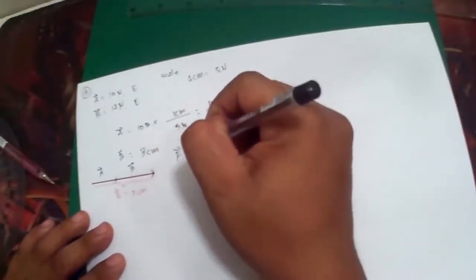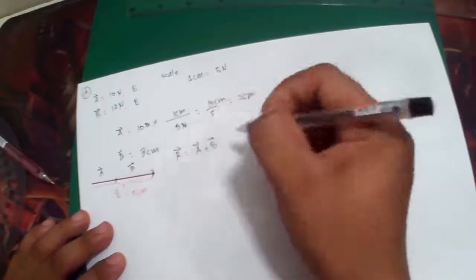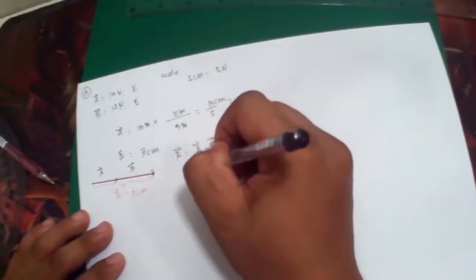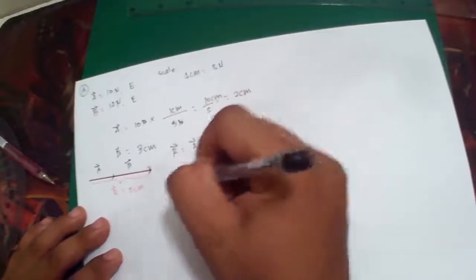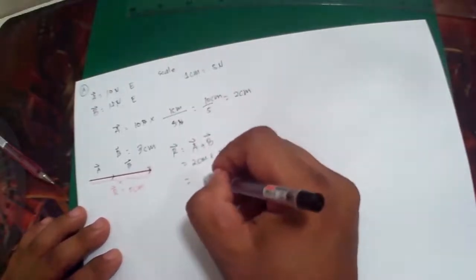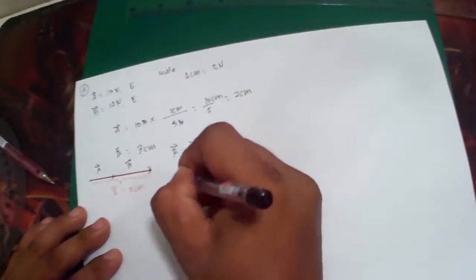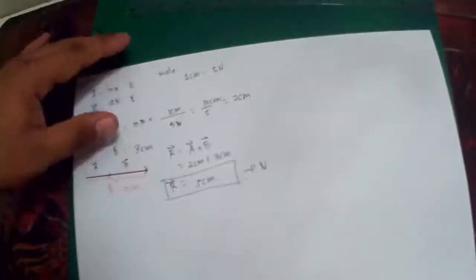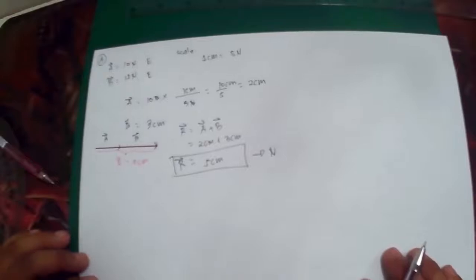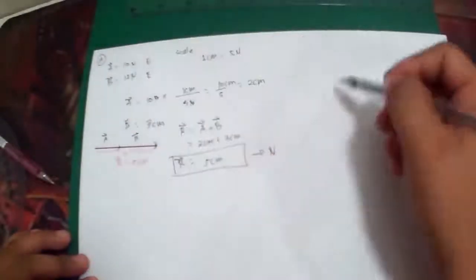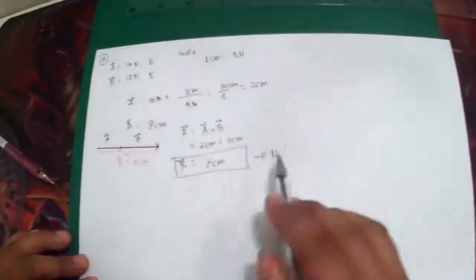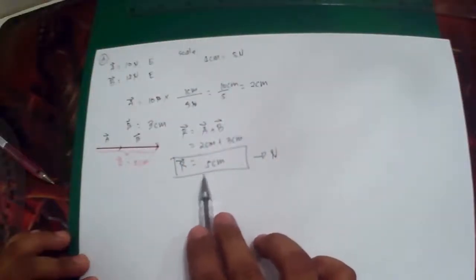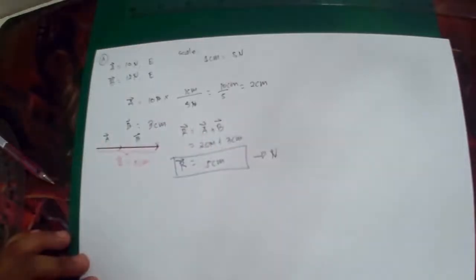That means the resultant vector is equal to A plus B. That would be equal to 2 centimeters plus 3 centimeters. That would give you 5 centimeters. So this resultant vector of 5 centimeters now will be converted into newtons, because we will go back to the original unit of our vector. Since this is expressed in centimeters, we'll convert that back to the original unit.